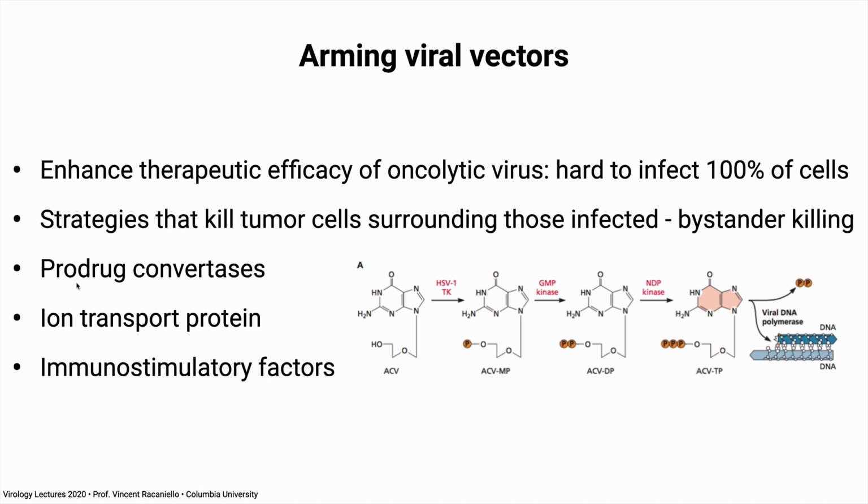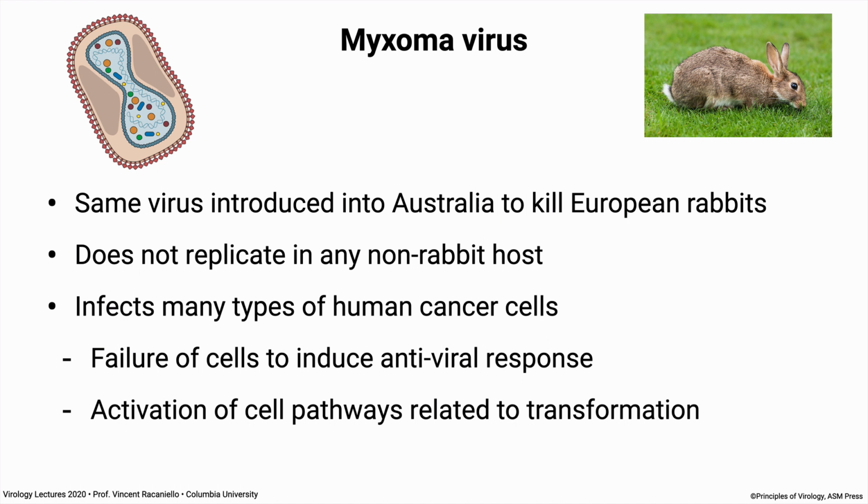TK is one of a class called a prodrug convertase, right? It's a prodrug. It has to be converted to an active drug. We can also put in ion transport proteins, as you'll see in a bit, and immunostimulatory factors. We can clone in the genome of these viruses proteins that will attract immune cells to help destroy the tumor.